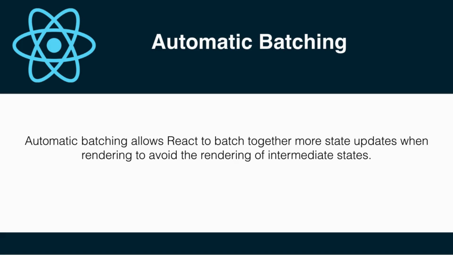Automatic batching. In upgrading to the new architecture, you will benefit from automatic batching from React 18. Automatic batching allows React to batch together more state updates when rendering to avoid the rendering of intermediate states. This allows React Native to be faster and less susceptible to lags, without any additional code from the developer.